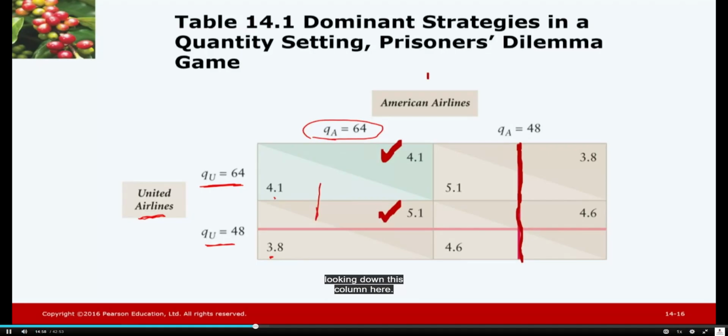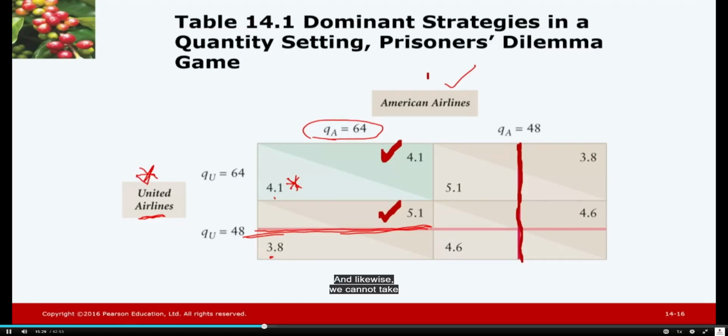Looking down this column, would our best response as United be to produce a high output and earn 4.1, or a low output of 48 and earn 3.8? We can see that profit is higher here. In this instance, let's give this a star. The other firm we gave a tick. So that is higher, and we can rule this out. We're not going to produce the low output. That's what the textbook does.